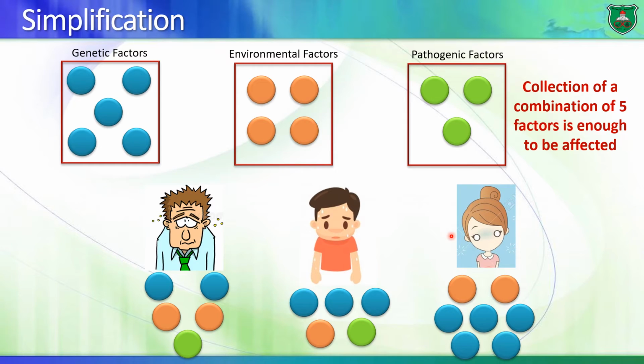Look at this lady. She's truly sick. She has collected 7 factors, so her condition is very severe. She has 2 environmental factors, all 5 genetic factors, and no pathogenic factor, but it doesn't matter. As long as she has a collection of a set of 5 factors, that is enough for her to develop the condition. So that's basically what the model says.